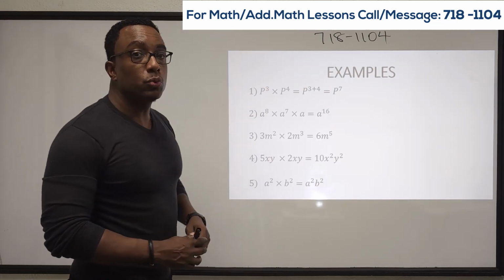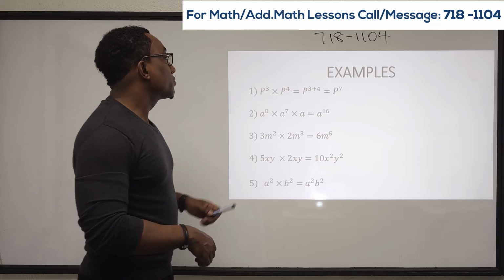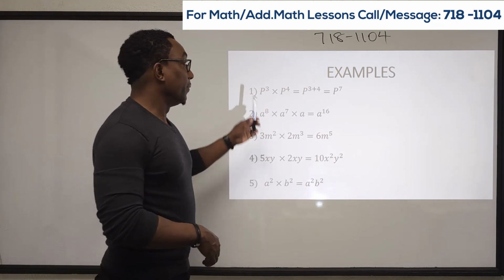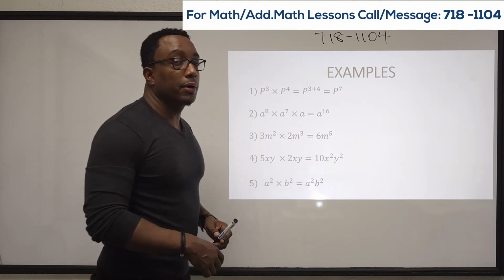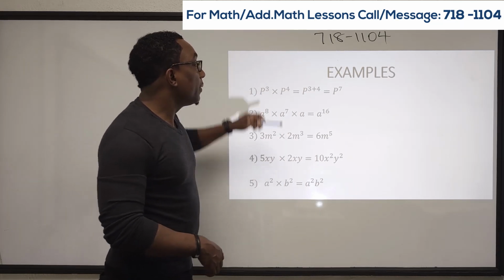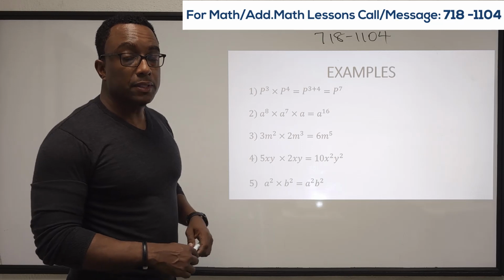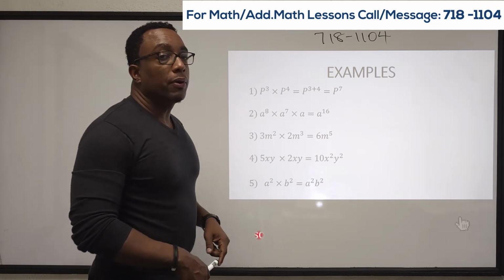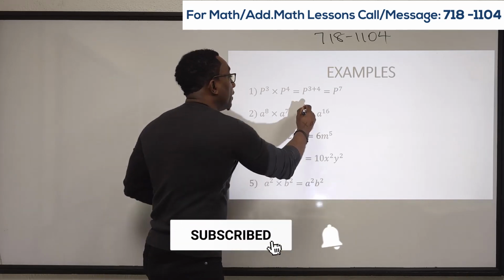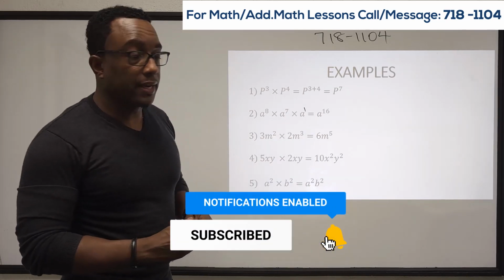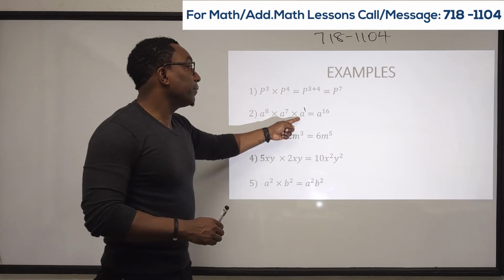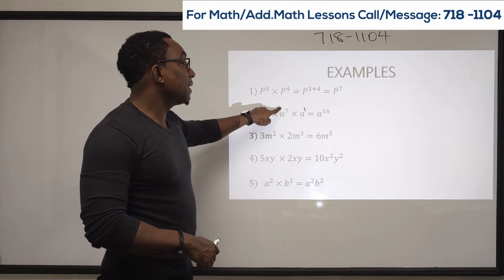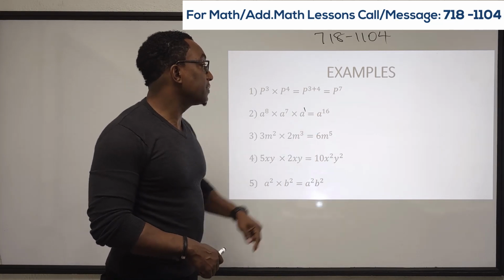We're multiplying two quantities. This will be, of course, quantities with the same variable p. So we maintain that variable p and we add our powers. 3 plus 4 will give us 7, p to the power of 7. If I have a to the power of 8 by a to the power of 7 by a to the power of 1, keeping in mind 1 is understood there, then we have the same variable a which we maintain, and the powers we must add. 8 plus 7 is 15 plus 1 will give us 16.